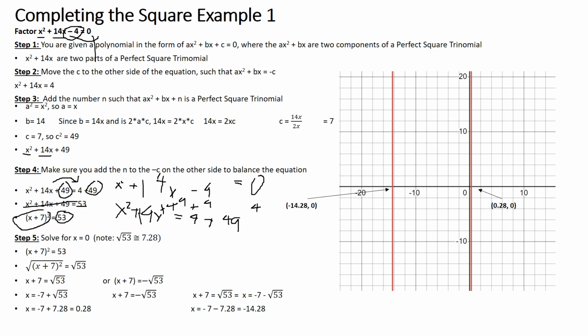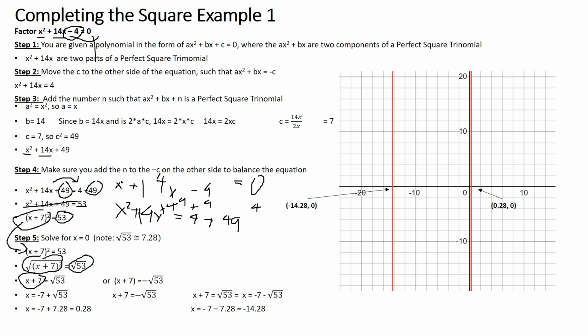And what I've done here in step 5, I've just taken this equation, put it right here: (x plus 7) squared equals 53. If I take the square root of both sides, again, whatever I do to one side, I do to the other. So I get the square root of (x plus 7) squared equals the square root of 53. Well, the square root of (x plus 7) squared is x plus 7, and the square root of 53 is on the other side.